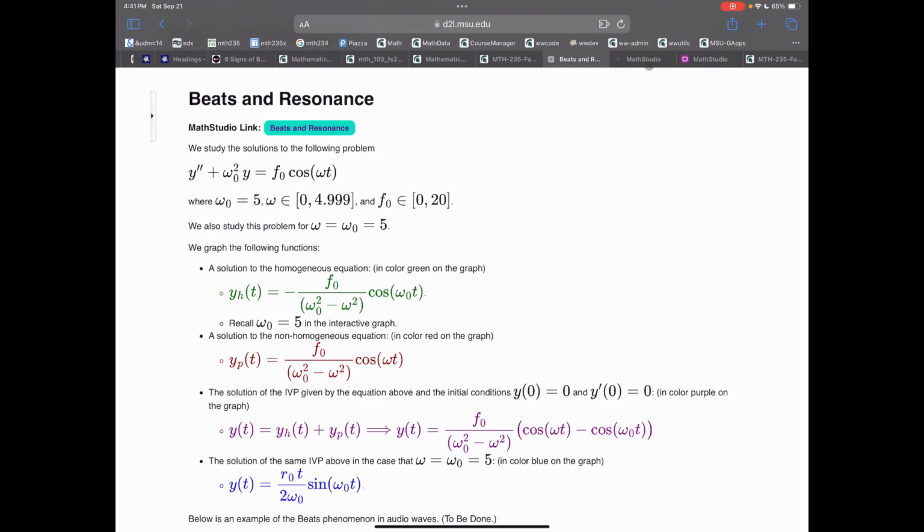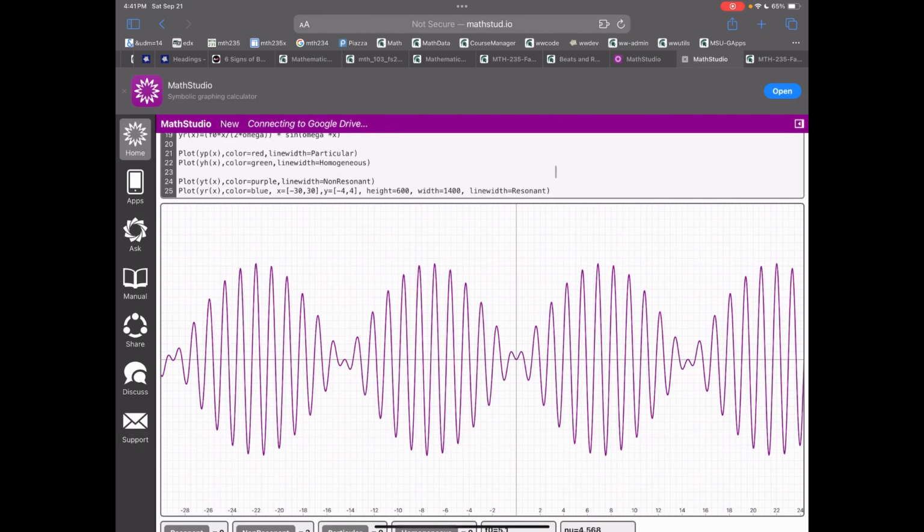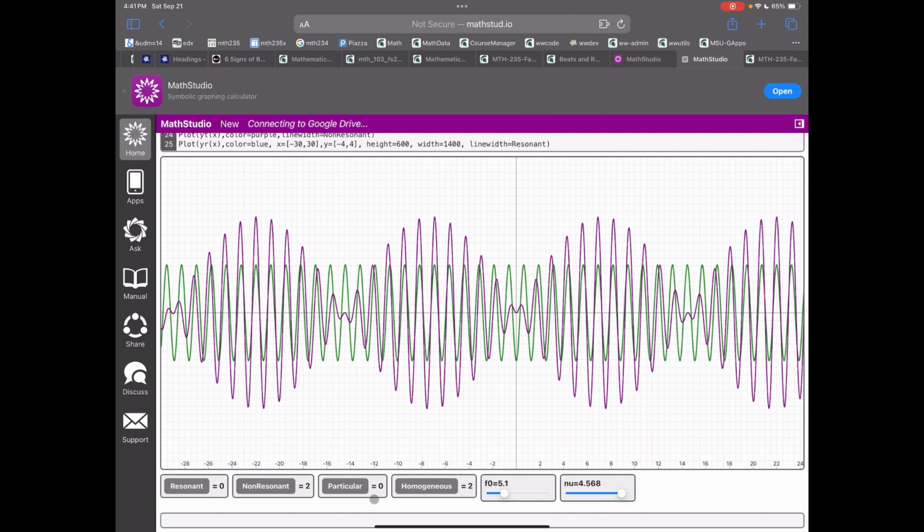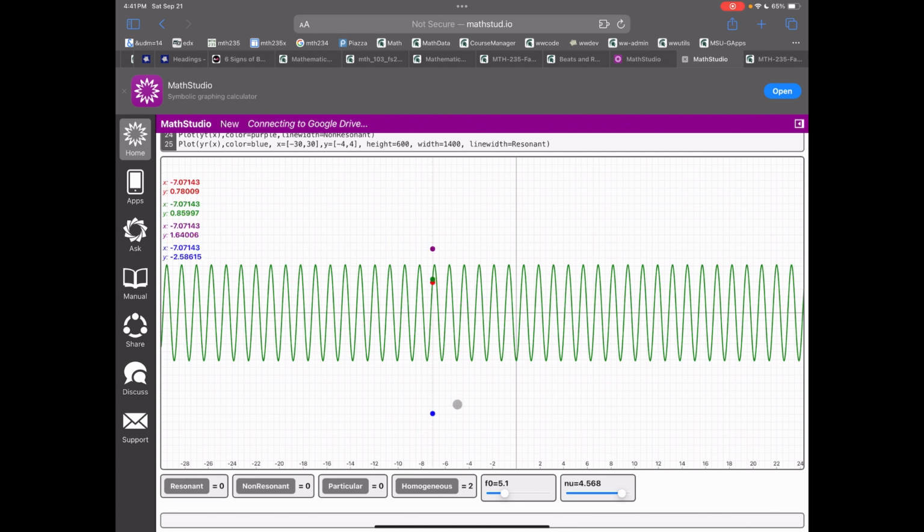So if we do that in our little picture, let's plot the solution of the homogeneous equation with the natural frequency. There it is. It's kind of hard to see, so we are going to kill the resonance solution, the sum. It's a cosine with frequency 5, and that's all it is, with some amplitude. The other solution, the particular solution, has a very similar frequency, not exactly 5. It has 4.568, but the same amplitude.